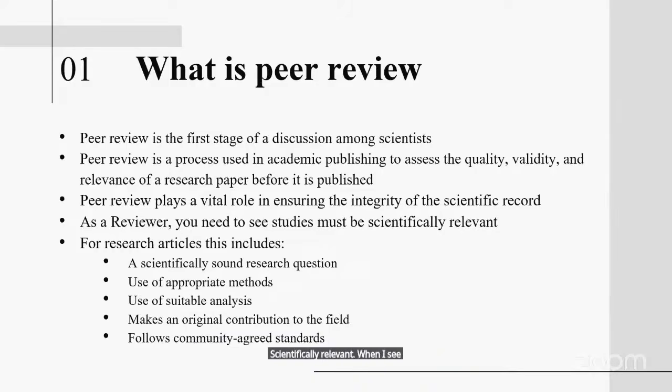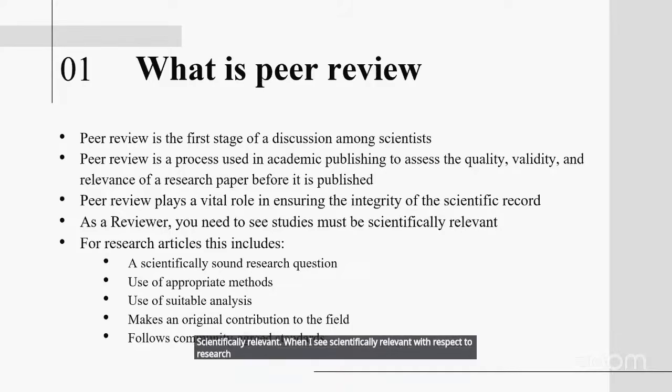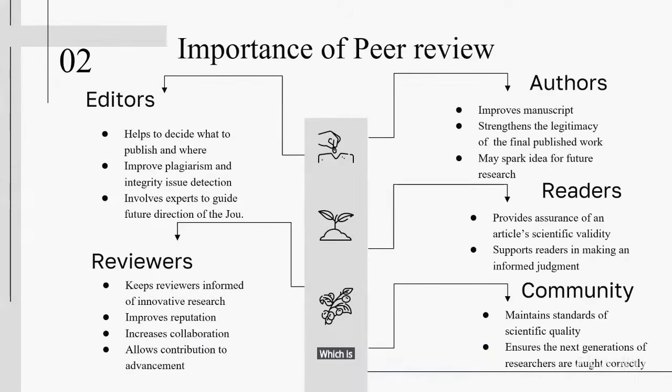When I say scientifically relevant with respect to a research article, what does it mean? It means that it should be scientifically sound. It should have a rigorous methodology, research questions, and an appropriate method should be there. Similarly, there should be suitable analysis, and the manuscript should contribute to the field where it is going to be published. And it should also follow the community agreed standards, because it should follow all the ethical considerations as well as the format which is considered by the journal.